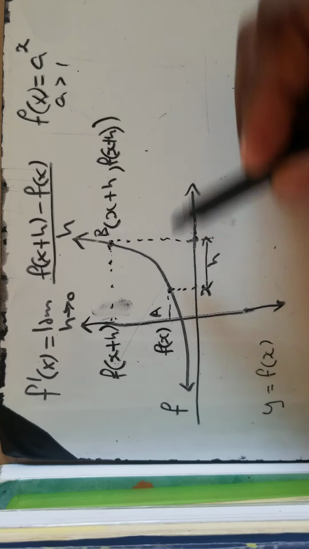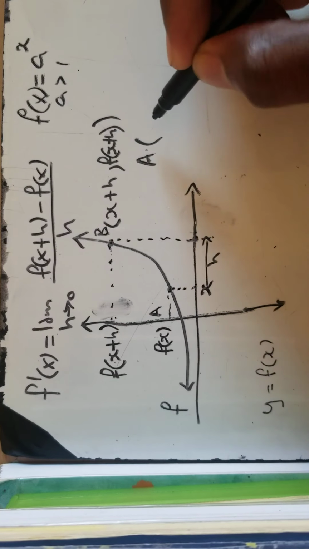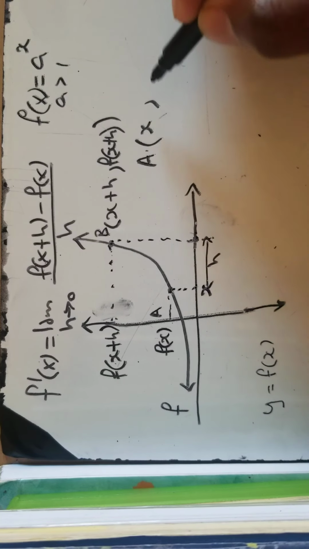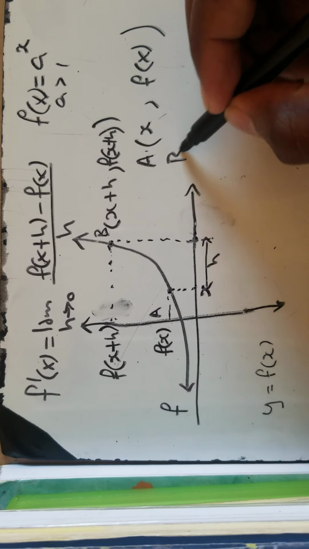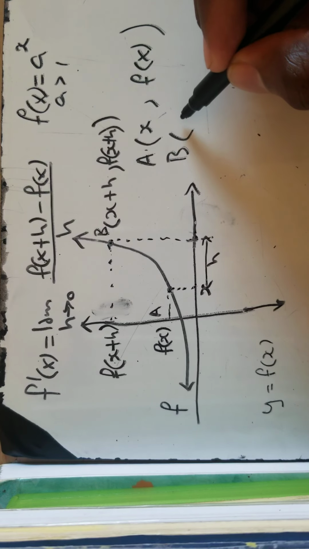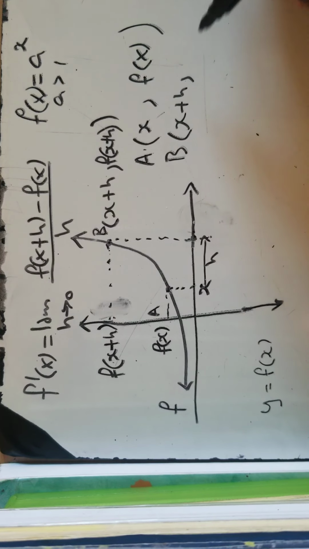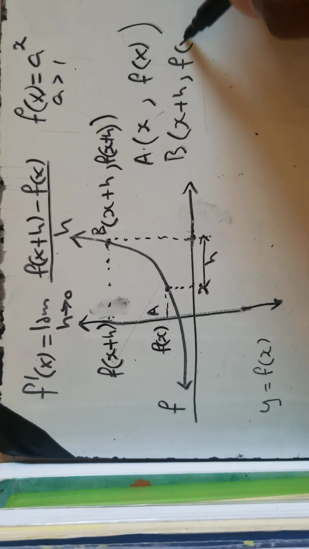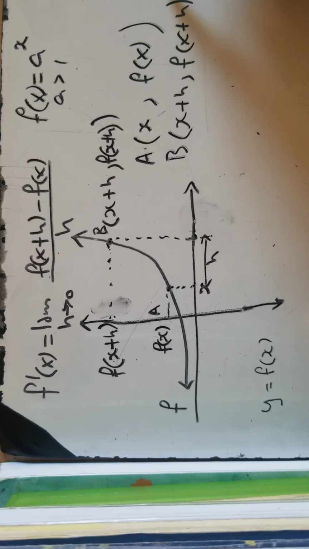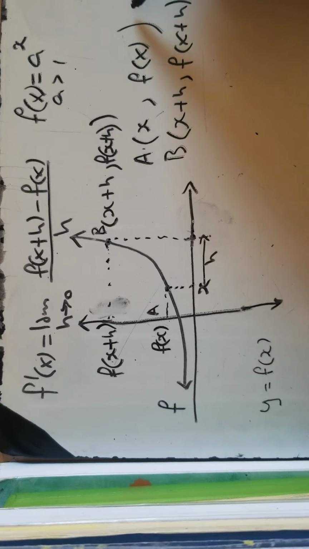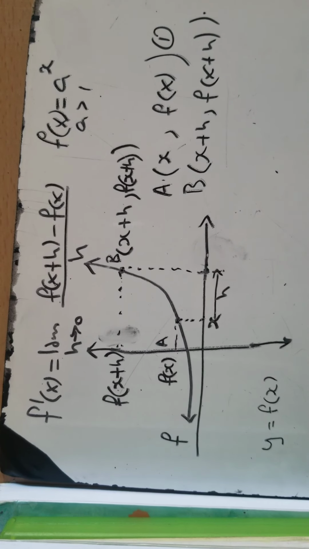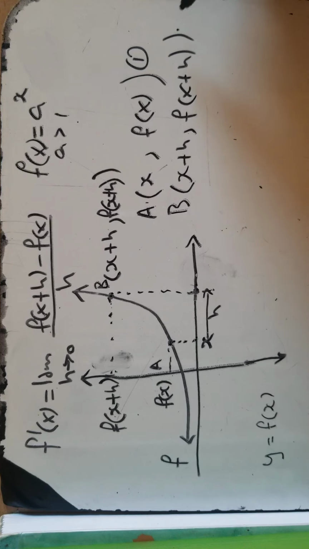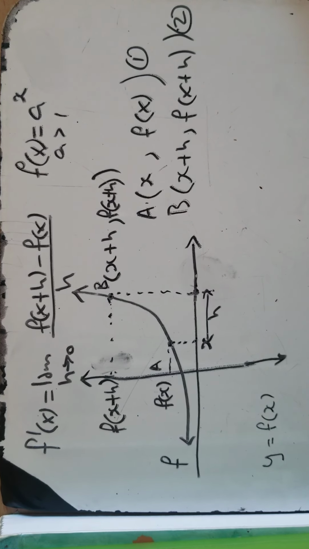So we've got two points here. Point A has x and the corresponding y value, f of x. And then we've got point B, given by x plus h, and the corresponding y value is f of x plus h. This is our first point and this is our second point. Let me try to move my camera.